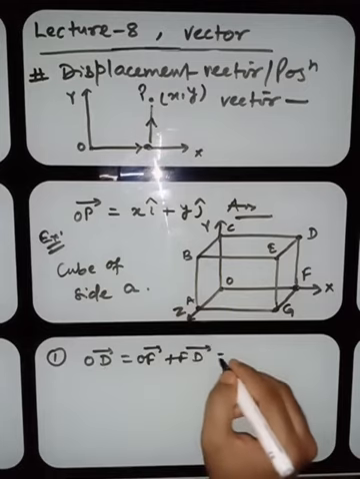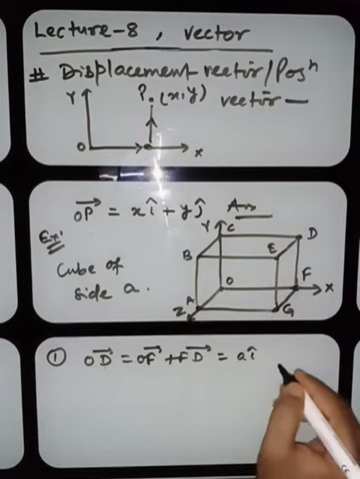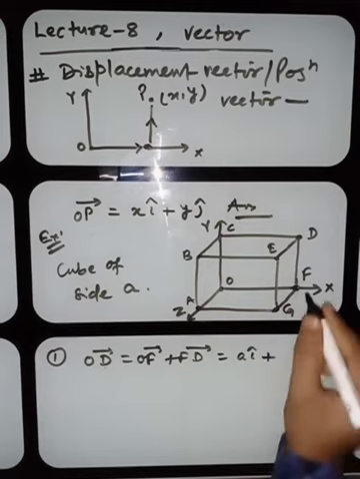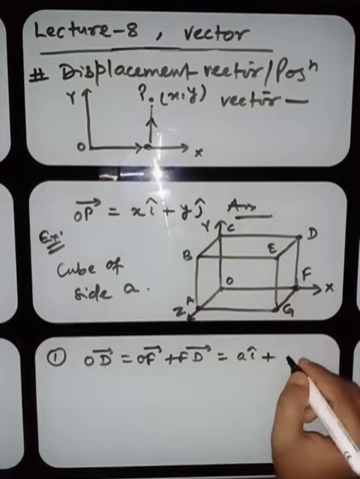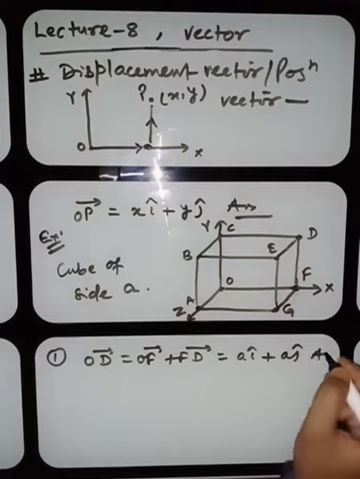Alright, my dear students, and what will be the answer? OF, the unit is a, along the x-axis we are going, so a i cap, plus FD. We are moving along the y-axis, so it will be a j. This is the answer.